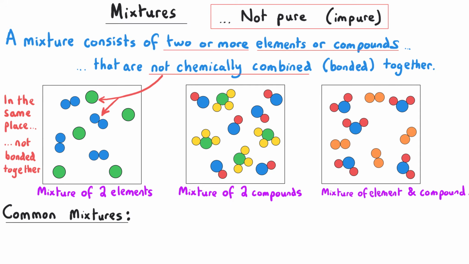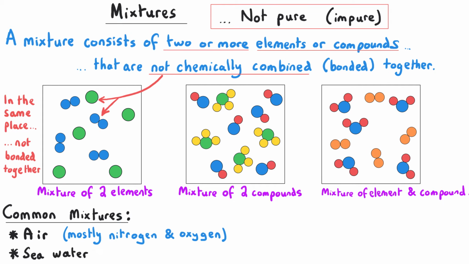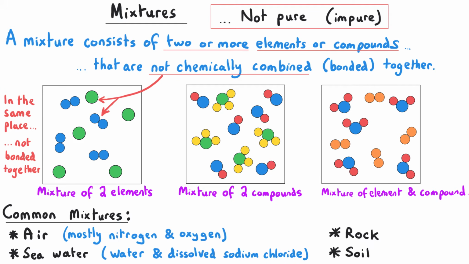Some common examples of naturally occurring mixtures are air, which is a mixture predominantly of nitrogen and oxygen, but there are lots of other gases that make up air as well. Seawater is obviously predominantly water, but there are things dissolved in it, for instance, sodium chloride to make it salt water. Rock is actually a mixture of all sorts of different minerals, and soil is a complex mixture of organic matter, minerals, water, and air.